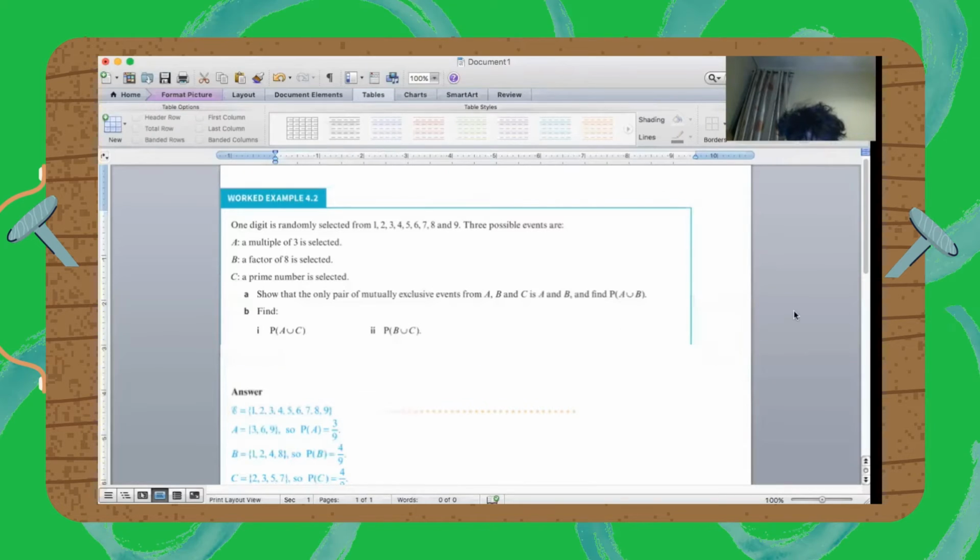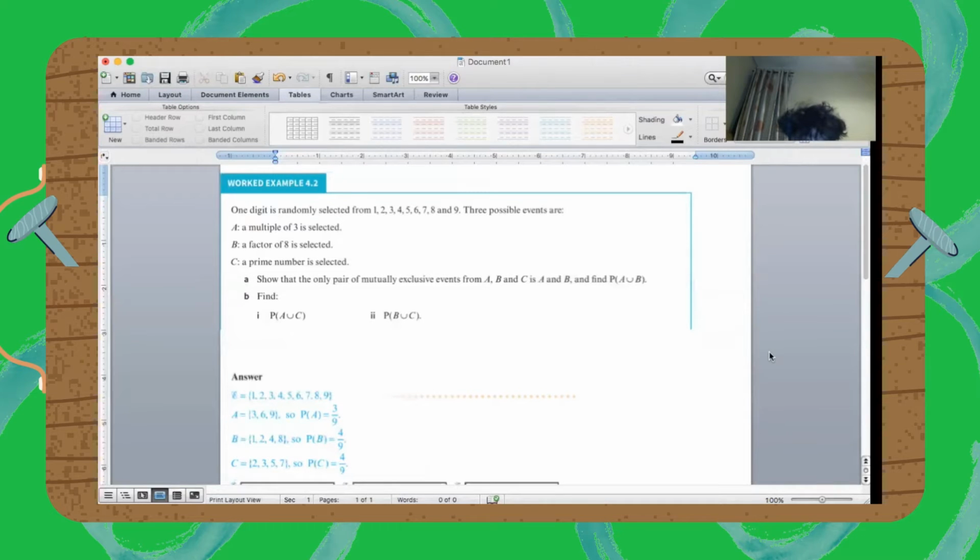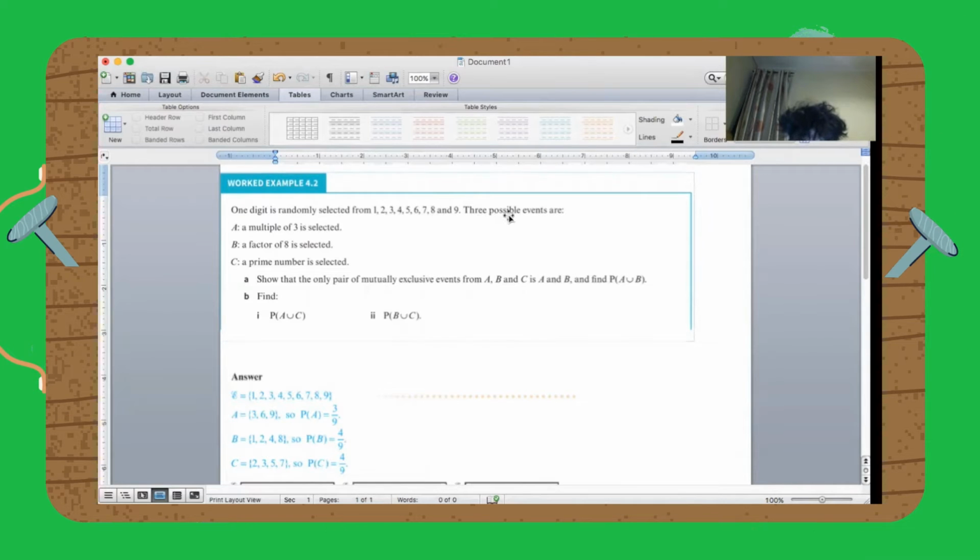Hi everyone. Today I will be explaining how to answer worked example 4.2. One digit is randomly selected from 1, 2, 3, 4, 5, 6, 7, 8, and 9. The three possible events are A, a multiple of 3 is selected; B, a factor of 8 is selected; and C, a prime number is selected.